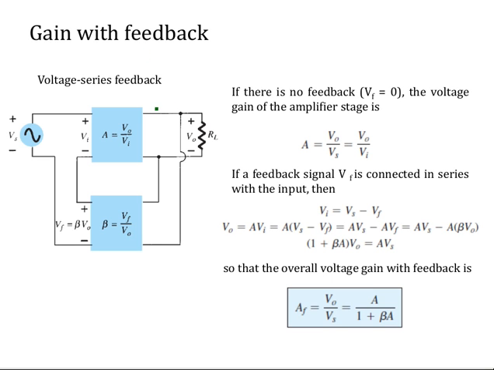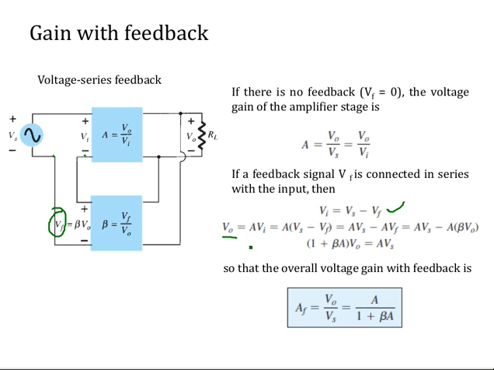Now, what happens to the gain with feedback? So, voltage series feedback, you see, we are analyzing what is happening to the gain. If there is no feedback, then Vf is equal to 0. And the voltage gain of this amplifier is simply V0 by Vi, which is equal to V0 by Vs. Vi is equal to Vs if there is no feedback. If a feedback signal Vf is connected in series with the input, then what is Vi? Vi is Vs minus Vf if feedback is there.